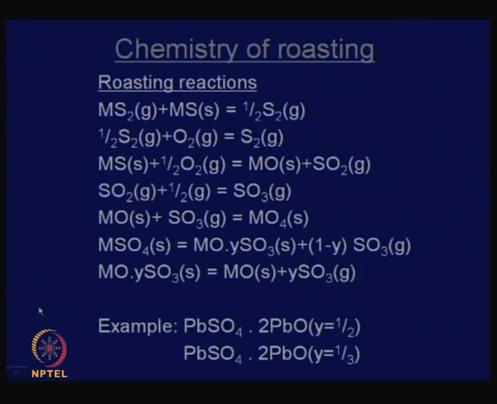This information is vital and necessary, because if you want to control roasting reactions, we would like to aim at certain products, so we must know what should be the value of partial pressure of oxygen, partial pressure of sulfur, and what should be the temperature. So, let us see how we do that.